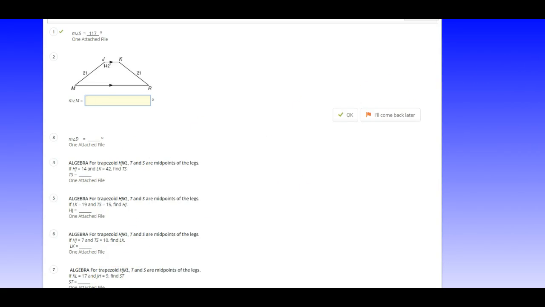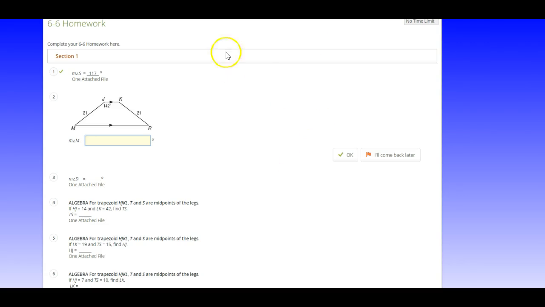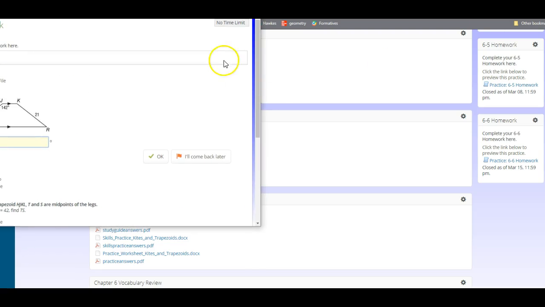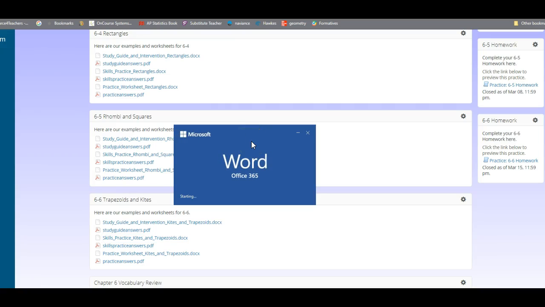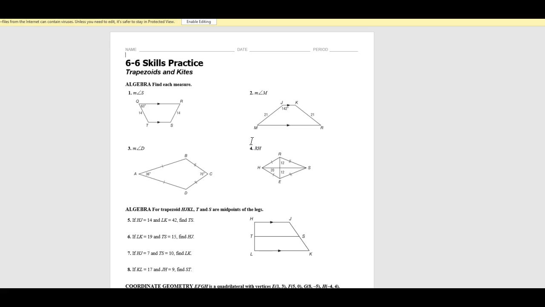Now, I gave a little more insight into where the assignment comes from, and if a student needs help with it. This was the 6.6 homework. If they come over here to the 6.6 skills practice, that is where I get the questions for the homework. Sometimes I've had, particularly this year, students, so here's the exact same question.